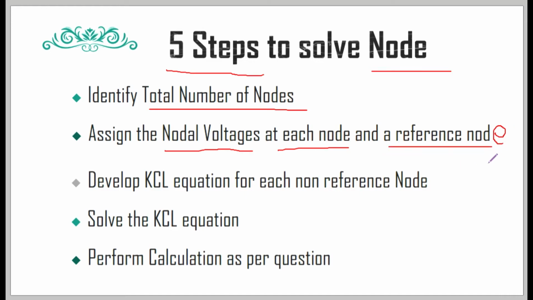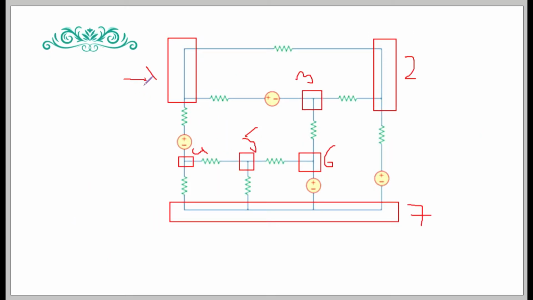The next step is to assign a nodal voltage at each node and a reference node. The first thing is you need to assign nodal voltages, which is very simple. Let us assign V1 voltage over here, V2 voltage over here, V3 voltage over here, V4 voltage, V5 voltage, V6 voltage, and this one will be V7 voltage.